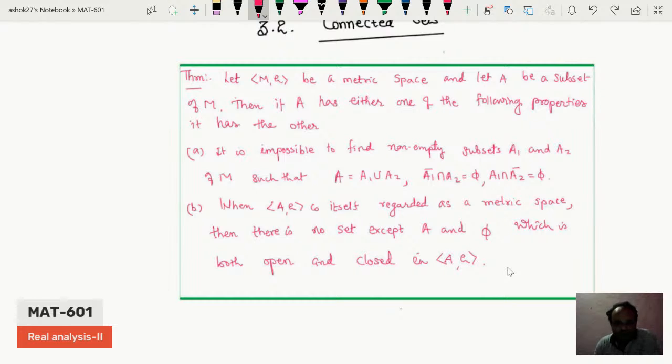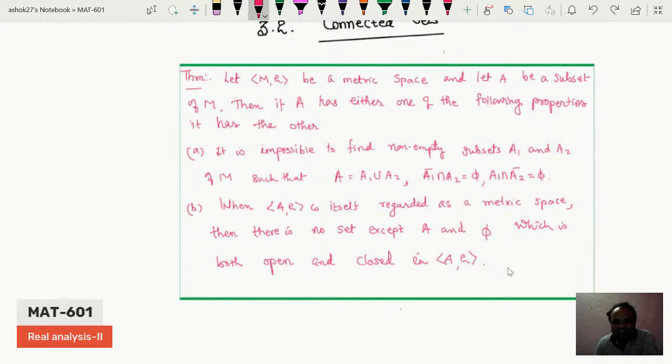So what is A? It is impossible to find non-empty subsets A1 and A2 of M such that A can be written as the union of A1 and A2, and A1 closure intersection A2 should be empty, and A1 intersection A2 closure should be empty. So that is the first condition. It means it is not possible to find such a pair of sets A1 and A2 which satisfy these conditions. Their union should be A and their intersection should be empty. Such two sets we cannot find. So that is A.